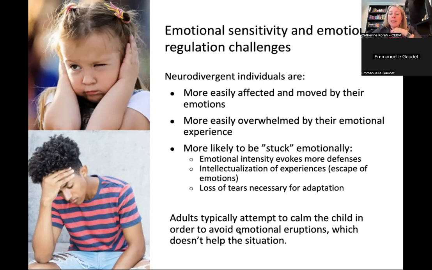The other thing that is a challenge in terms of sensitive children is that adults sometimes have the reflex to want to preventatively or preemptively calm the child as fast as possible at all costs.